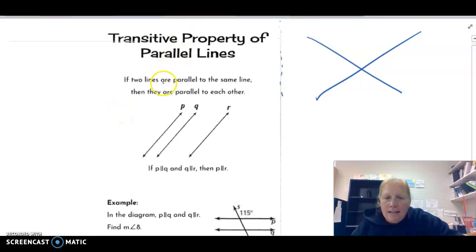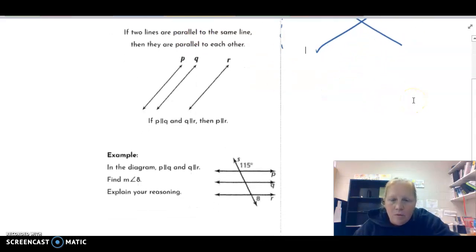So all this says is that if two lines are parallel to the same line, then they are parallel to each other. So this is like the transitive property of equality, but now we're just talking about parallel lines instead. So let's do this example. It says in the diagram, P is parallel to Q and Q is parallel to R. Find the measure of angle 8.